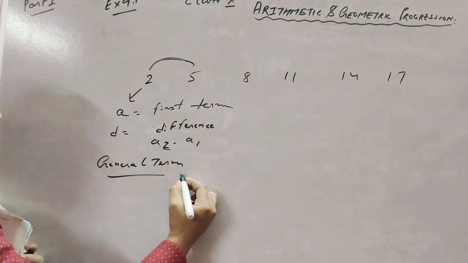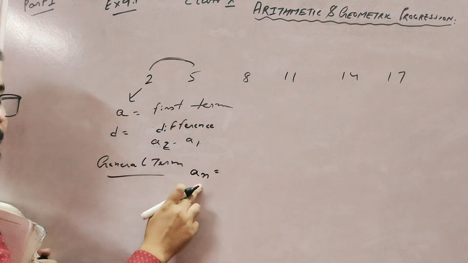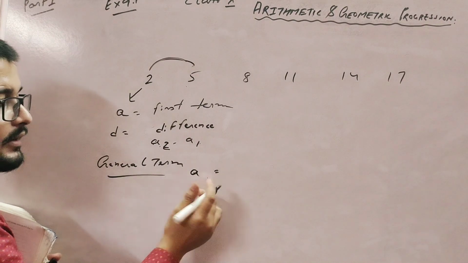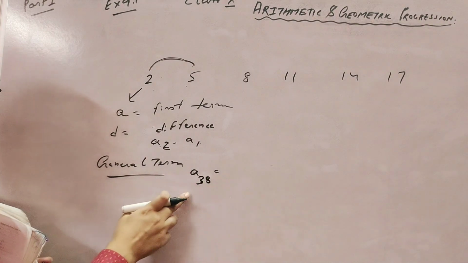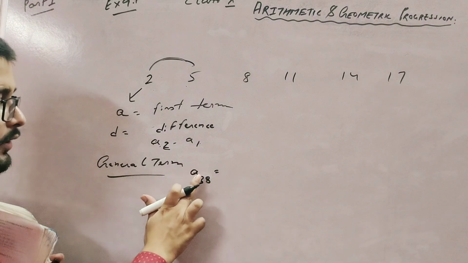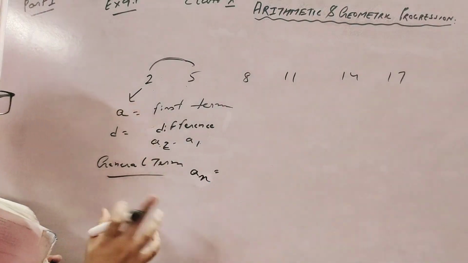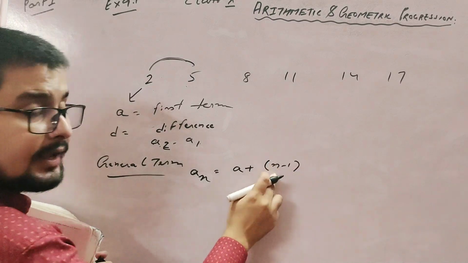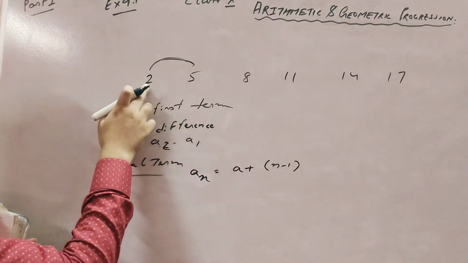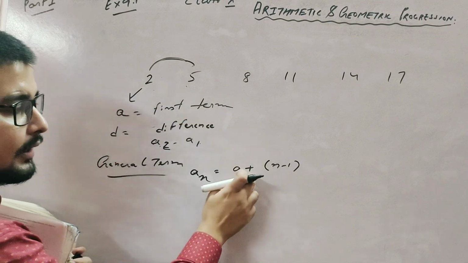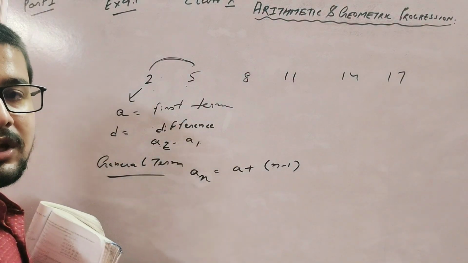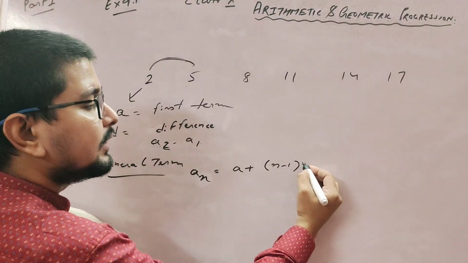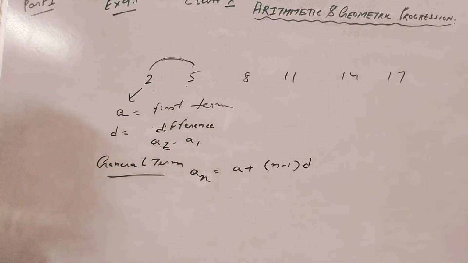So the formula for the general term, AN, means the term being asked. Suppose it is asking about the 38th term. So in place of N, you write down 38. I am writing N for which number of term. Formula is A plus N minus 1. Again I repeat, A is the first term written in the question, plus N means which term the question asks, minus 1 into D. This is the general term.